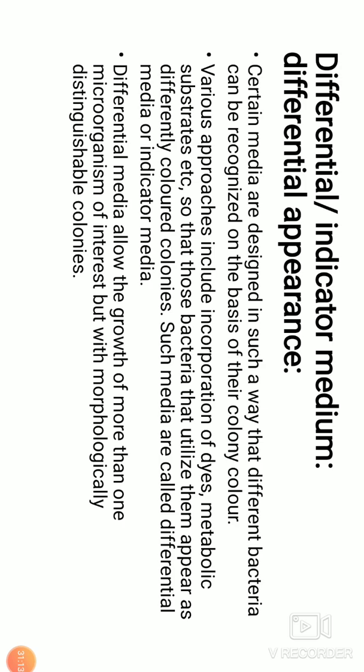Next group is differential or indicator medium, where certain media are designed in such a way that different bacteria can be recognized by just looking at their colony color. Various approaches are used by incorporating dyes or metabolic substrates which are utilized by those bacteria, and once they utilize them, they appear as colored colonies. So the media is called differential or indicator medium. Differential media allow the growth of more than one microorganism of interest, but with morphologically distinguishable colonies.